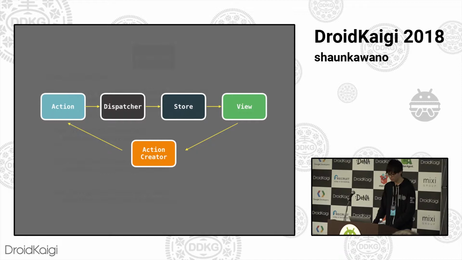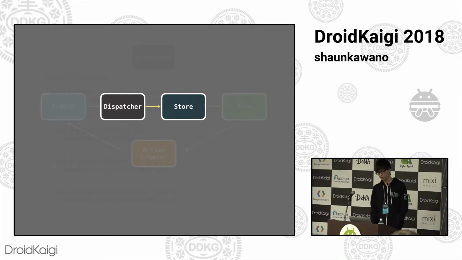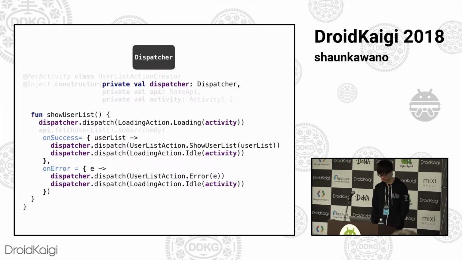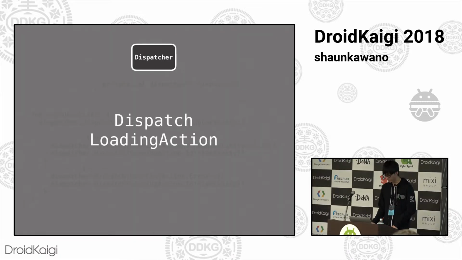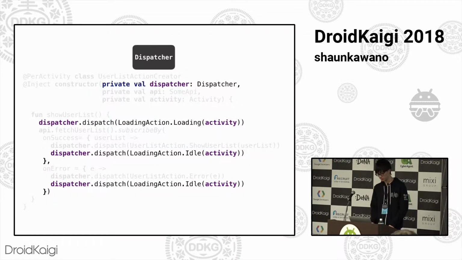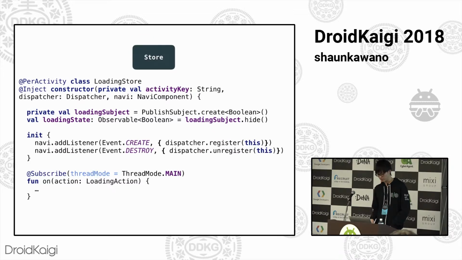Next, once the dispatcher dispatches an action, the store will receive the action, right? So let's see the code inside. Inside the action creator, we dispatch the action. First, let's look at how the store will receive the loading action once it gets dispatched. Inside the action creator, we dispatch loading and idle actions, and once it dispatches them, the store will receive them.